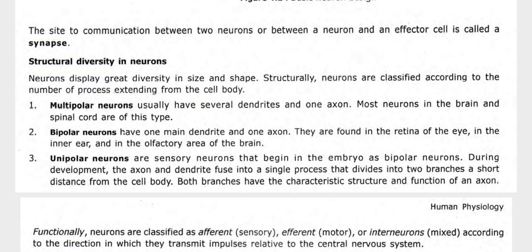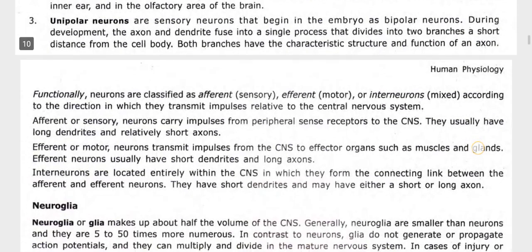Then bipolar neurons have one main dendrite and one axon. They are found in the retina of the eye, in the inner ear, and in the olfactory area of the brain. Then unipolar neurons are sensory neurons that begin in the embryo as bipolar neurons. During development, the axon and dendrite fuse into a single process that divides into two branches a short distance from the cell body. Both branches have the characteristic structure and function of an axon.